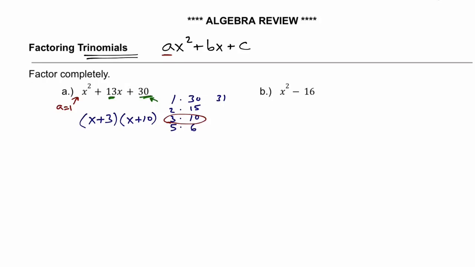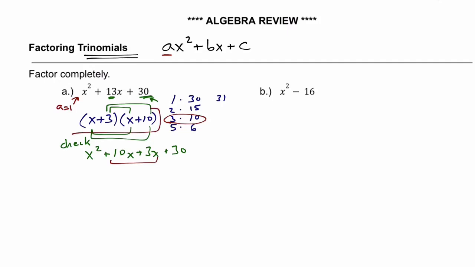To make sure that this is right, we can always check by multiplying the expression back out again. X times x is going to be x squared. X times this 10 is 10x. Sorry, this 3 times x is 3x. And then finally 3 times 10 is 30. So putting these like terms together gives us the 13x that we started with. And so this is indeed the correct final answer.